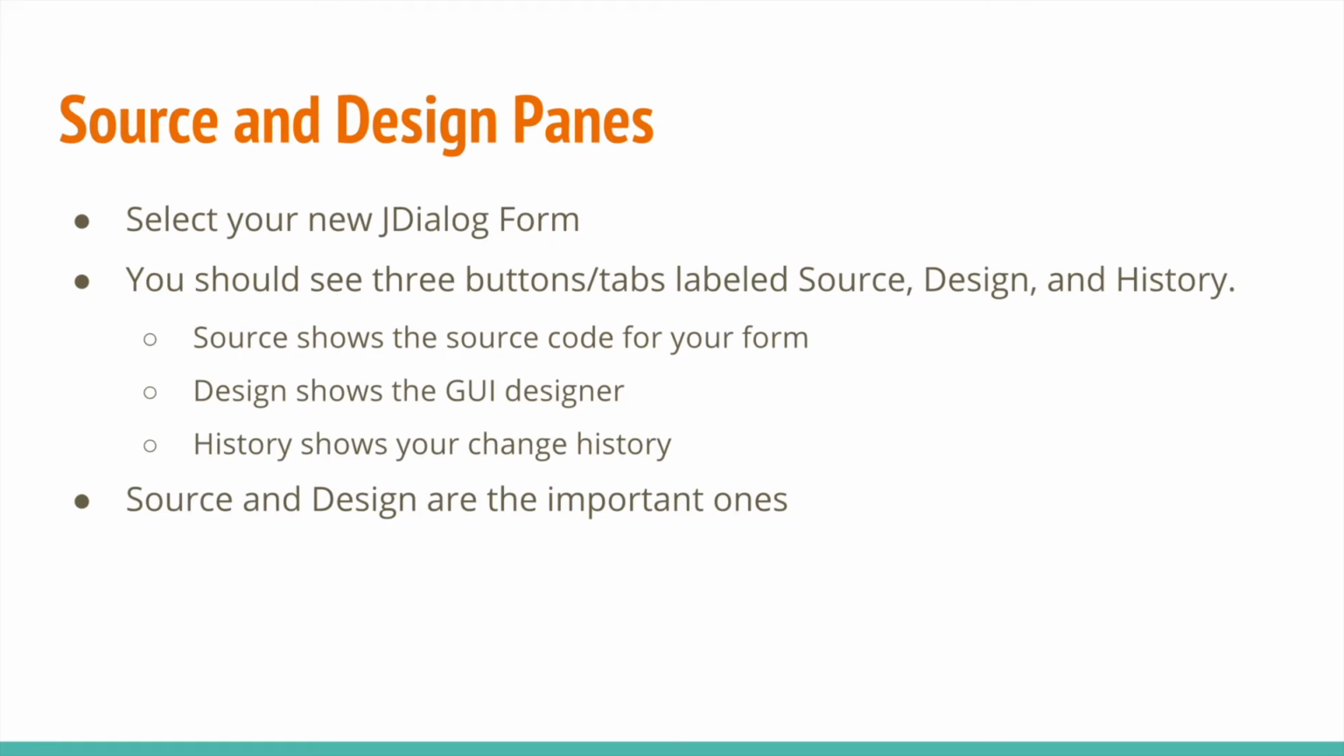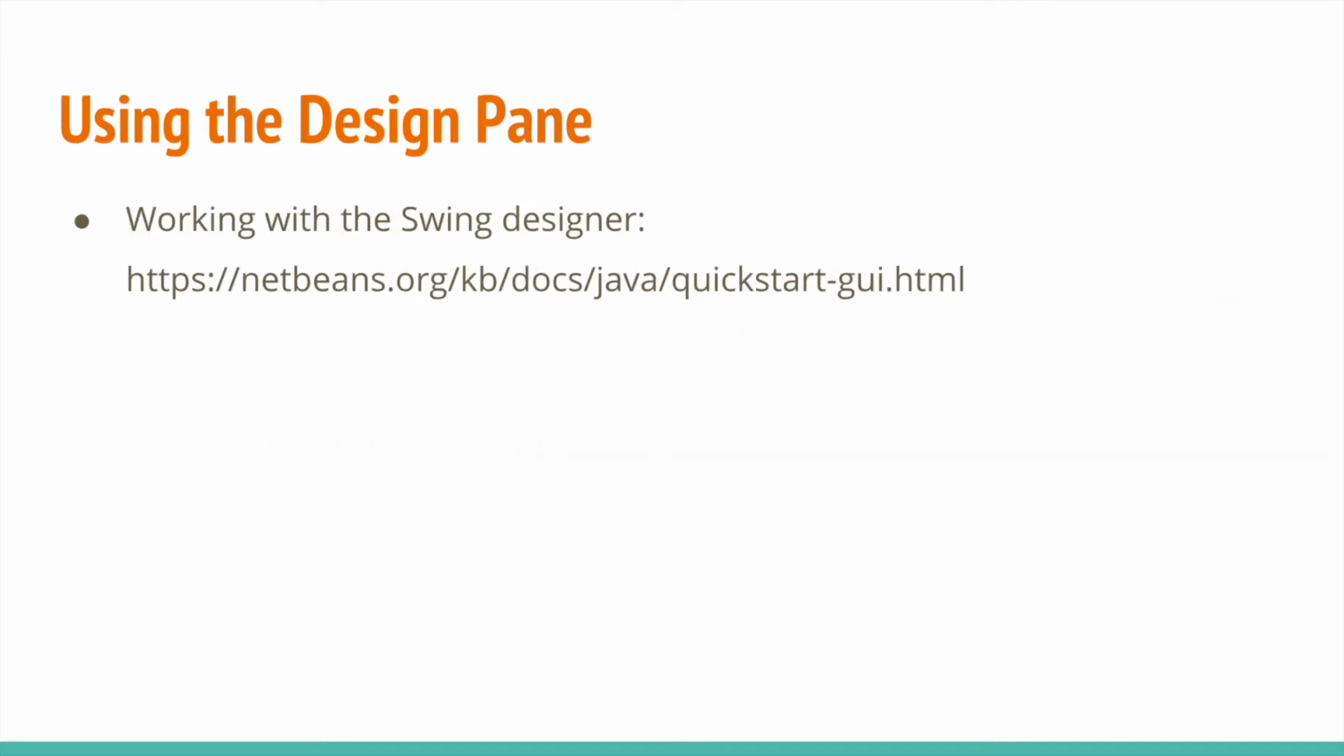Once you create that, you should see a dialog form, and it'll have 3 buttons or tabs at the top called Source, Design, and History. Source will show you the source code that's generated for your user interface. Design will show you the area where you can actually drag and drop things, and then History will show you the changes that you've made. And this is just a quick tutorial using the Java Swing Designer. And I highly suggest if you do plan to use Netbeans and Java to go through this because it'll give you a lot of good tips.